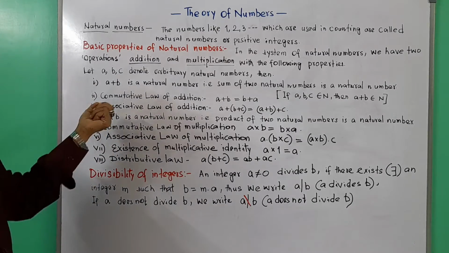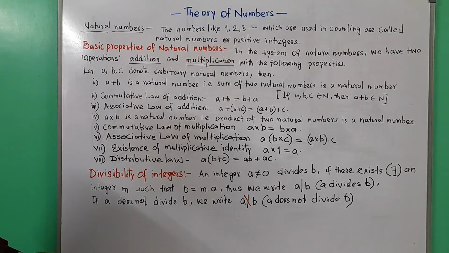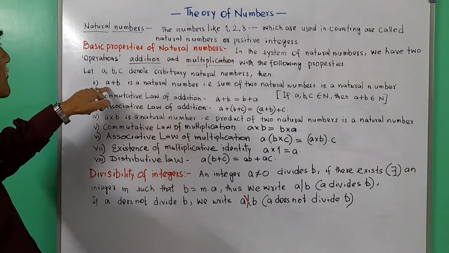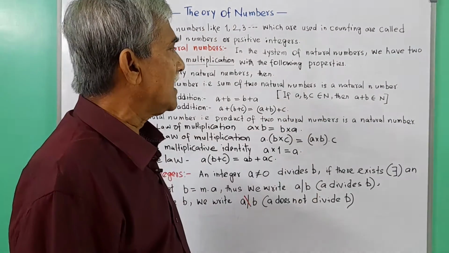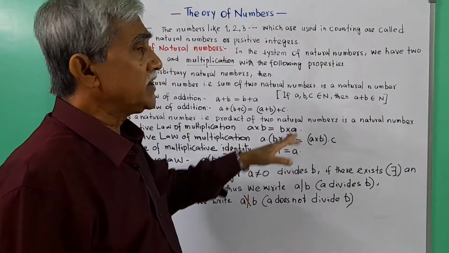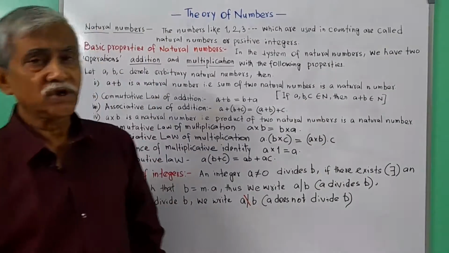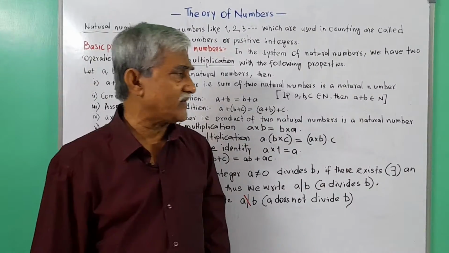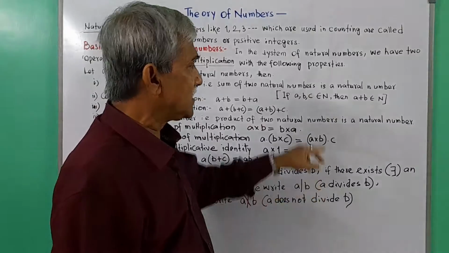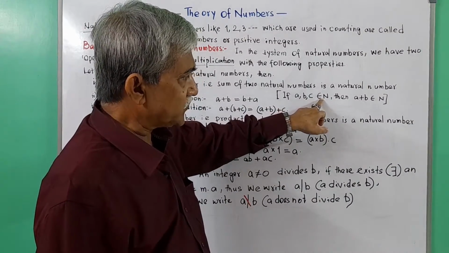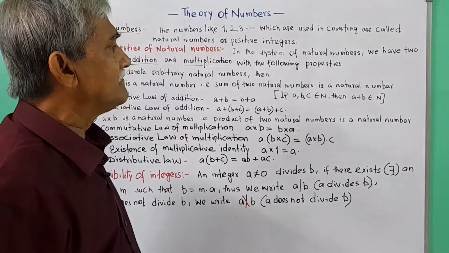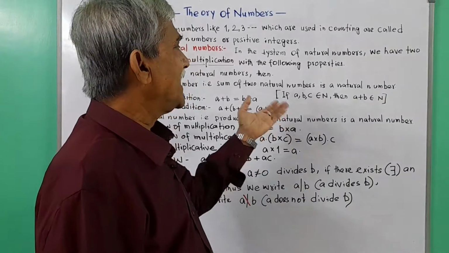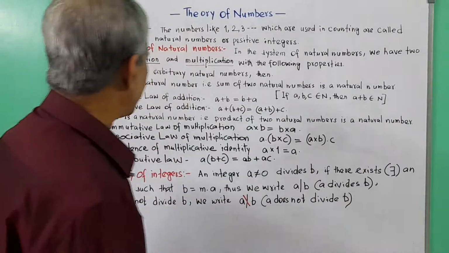Let A, B, C denote arbitrary natural numbers. Then, first, A plus B is a natural number. That is, the sum of two natural numbers is a natural number. In notation, if A, B, C belong to the set of natural numbers, then A plus B belongs to natural numbers. For example, 5 plus 3 is equal to 8, and 8 is a natural number.